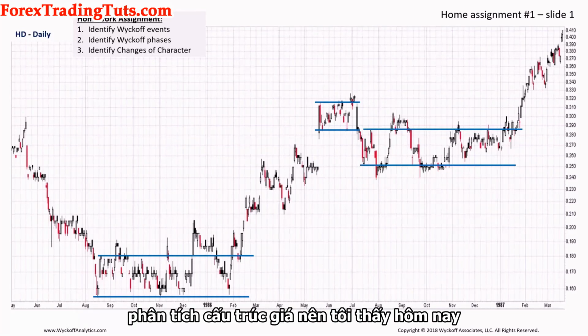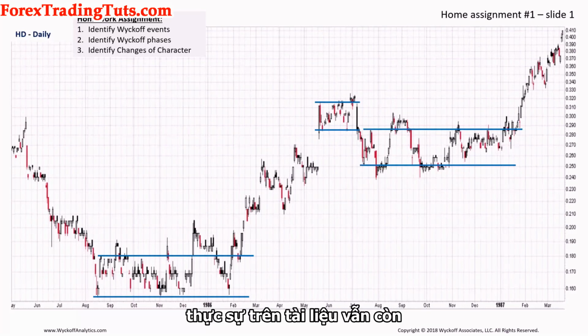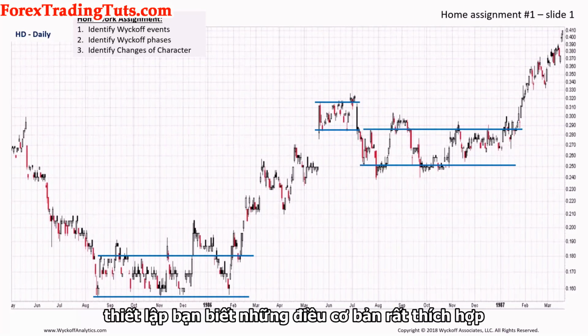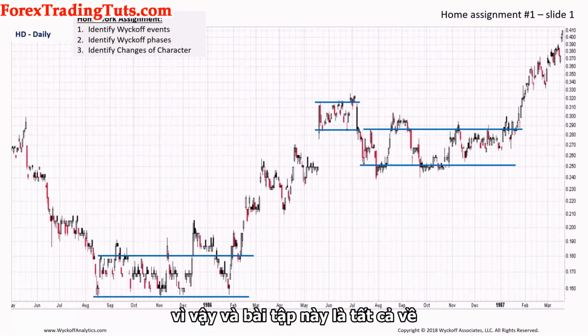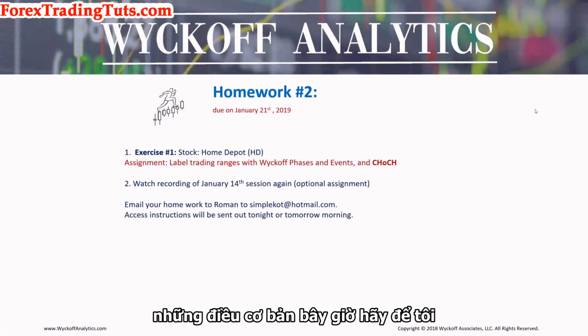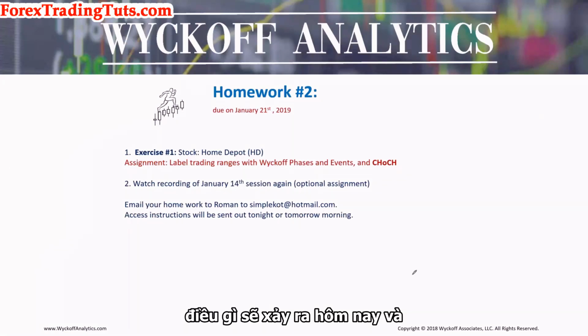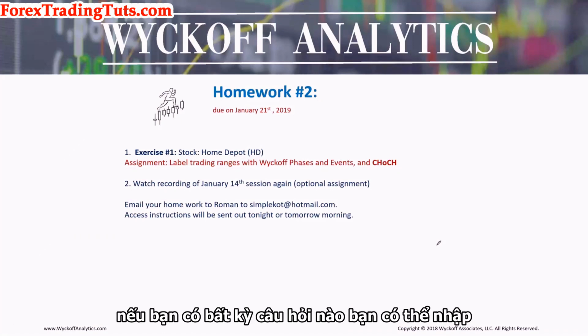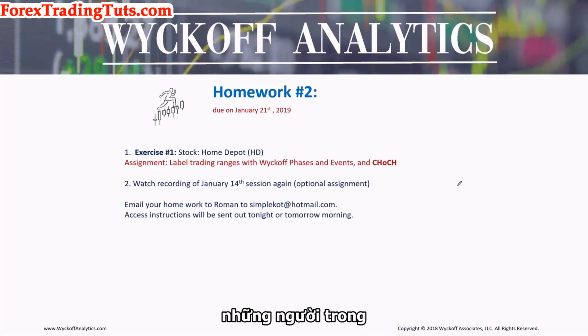So I see today some of the questions come, which is great, but a lot of the questions are actually on the material that is still ahead. And obviously I don't want to jump ahead without establishing very proper basics. So this exercise is all about the basics. Now let me talk about what's going to happen today and tomorrow, and then I'll go to your questions and comments. If you have any questions, you can type those in.